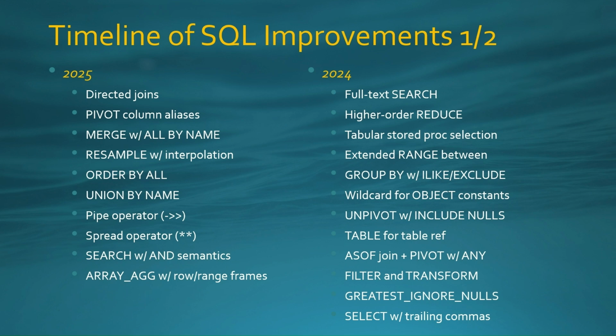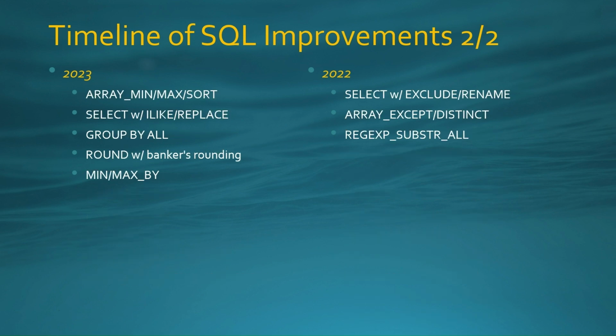In 2024: full text search, higher order reduce, tabular stored proc selection, extended range between, group by with ILIKE, exclude, wildcard for object constants, pivot with include nulls, table for table ref, as of join, plus pivot with any, filter and transform, greatest ignore null, select with trailing commas.